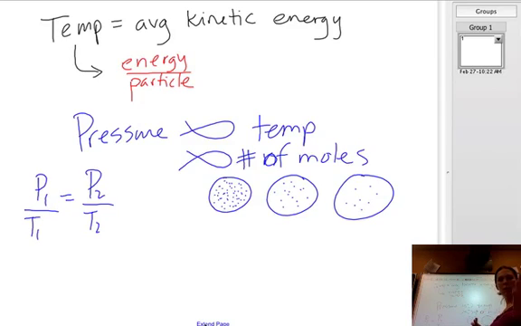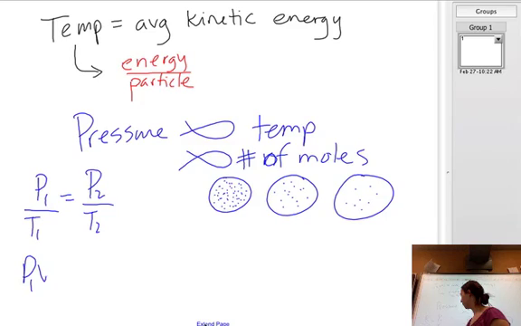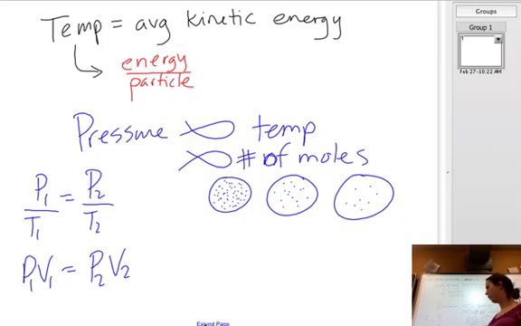Okay. Pressure is inversely proportional to what? We've got a law. Oh, Boyle's. Yes, Boyle's law, which says pressure is inversely proportional to volume. So pressure is also inversely proportional to volume.